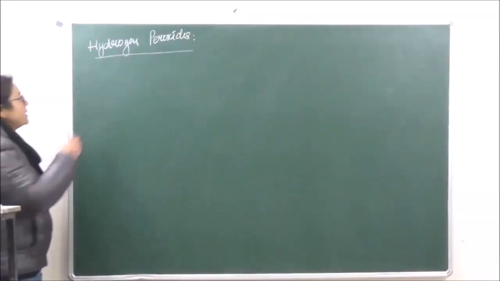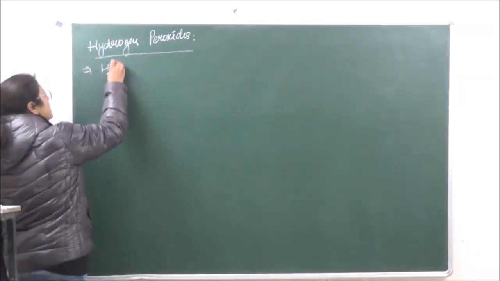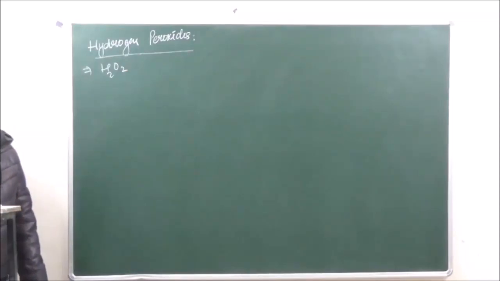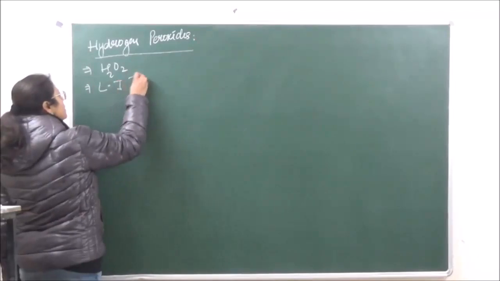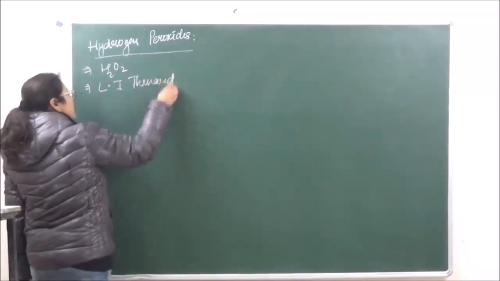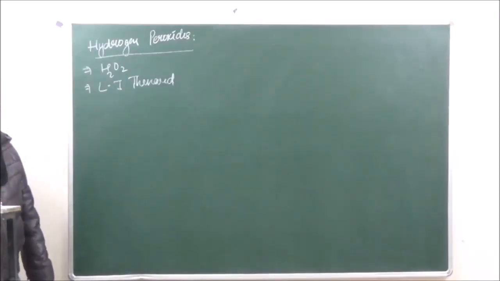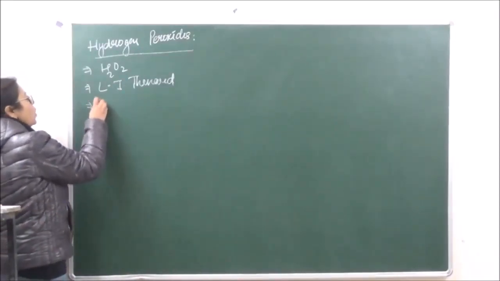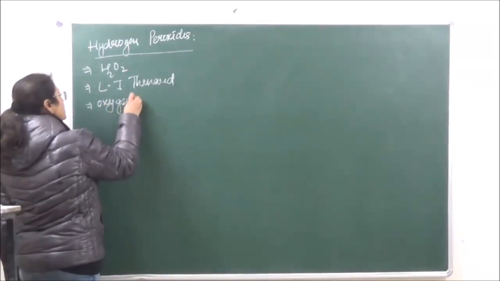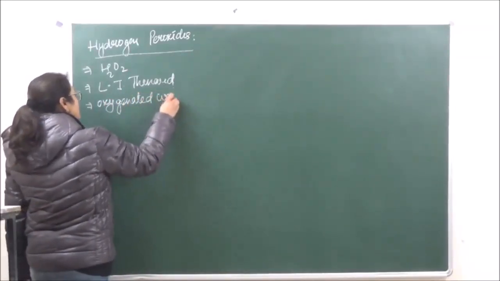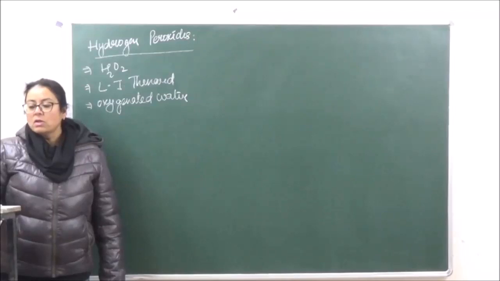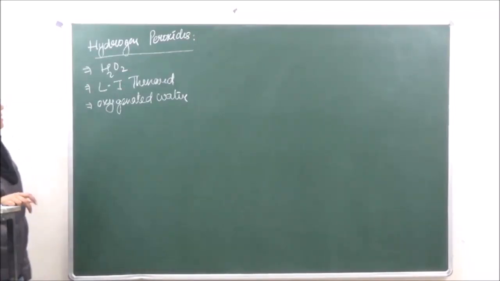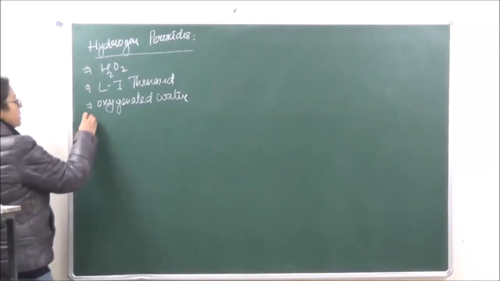Now hydrogen peroxide, which has the chemical formula H2O2, was discovered by L.J. Thenard. L.J. Thenard was the scientist who discovered this, and it is also known as oxygenated water, because of the oxygen which is extra present with respect to the formula of water. Okay? Then we are going on to the laboratory preparation.